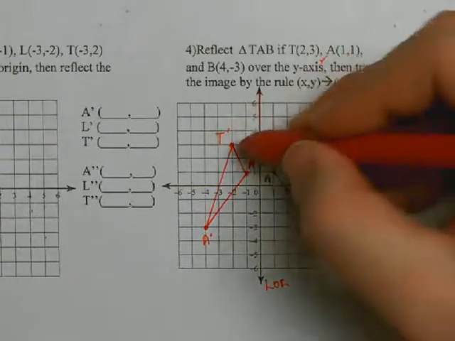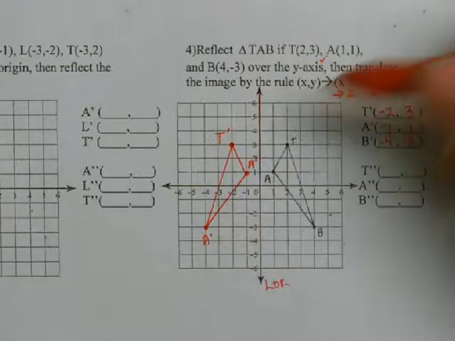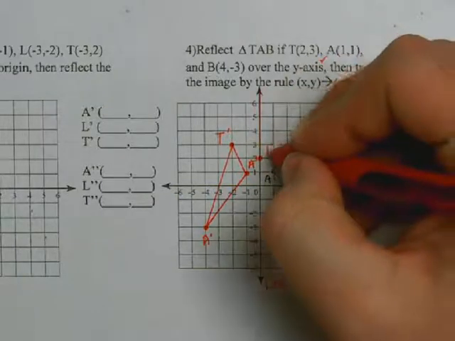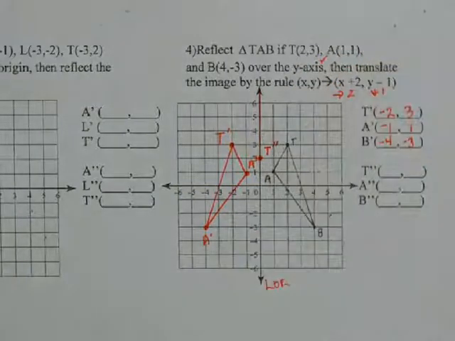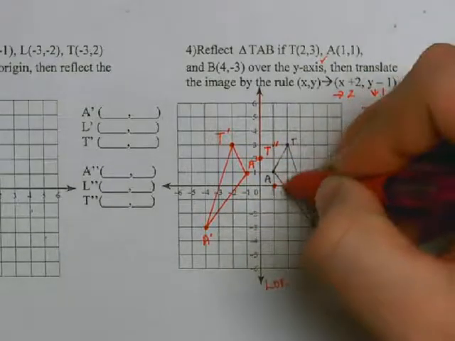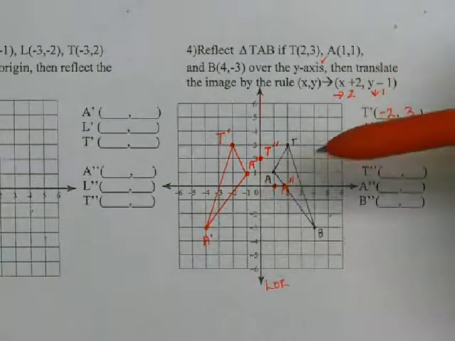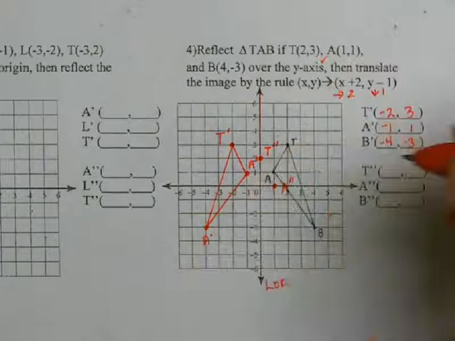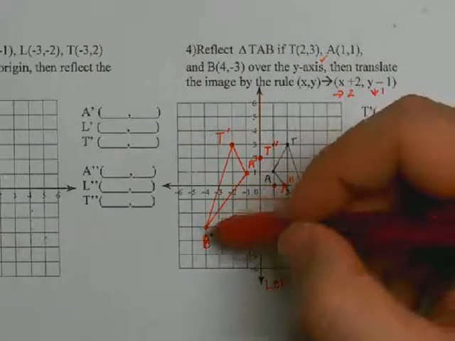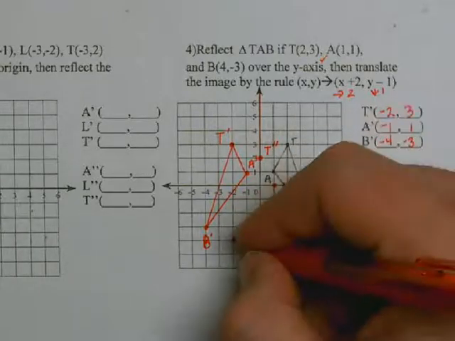So with the T prime, I'm going to go right 2, down 1. Now that's T prime prime. Okay? A, go right 2, down 1. That's A prime prime. And then B, that's actually B down here. I said it was A, it's B. B prime, right 2, down 1, would be right here. And that is B prime prime.